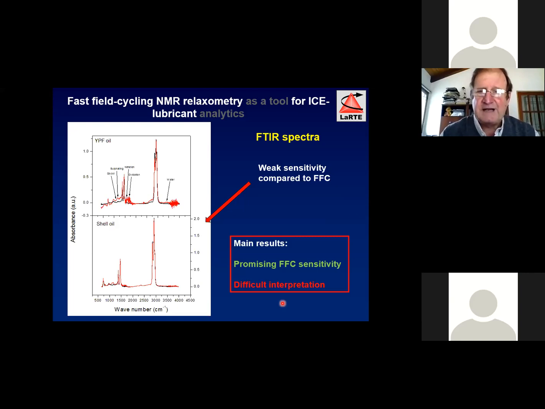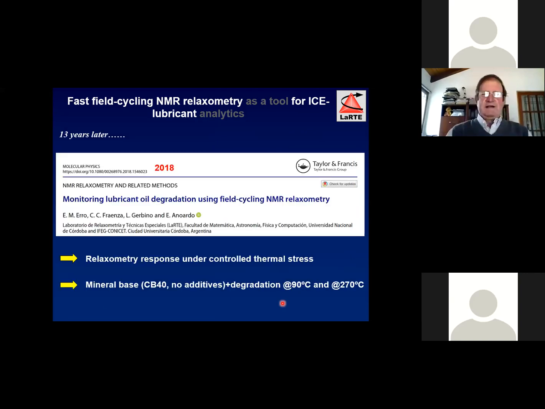Okay, we can explain the dispersion, we have diffusion, rotation, and so on, but we have to translate this to the essential things that are happening there, and this is the difficult part. So for 13 years, we practically did nothing with that, but nobody else did either. I can say that some works appeared in between using field cycling NMR relaxometry in food oils, but not in lubricant oils, not engine oil.